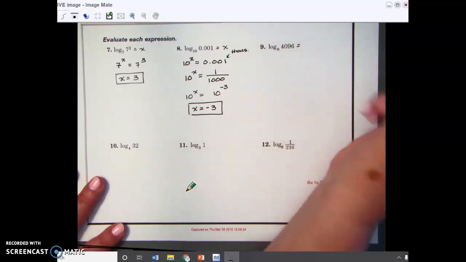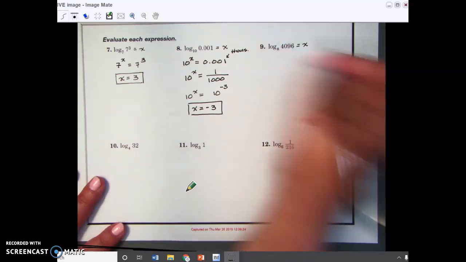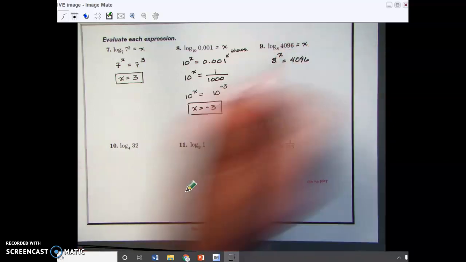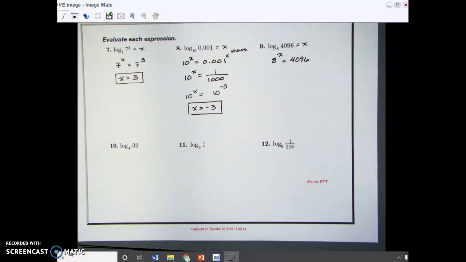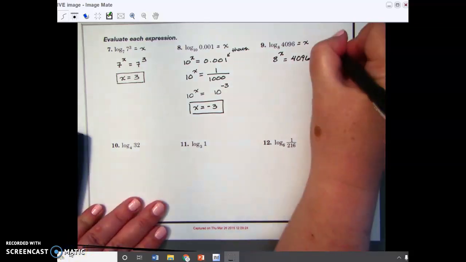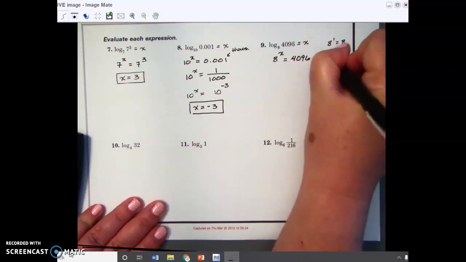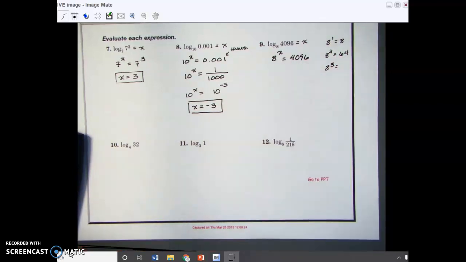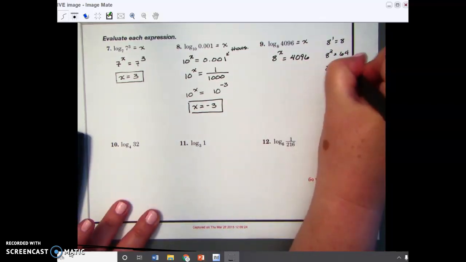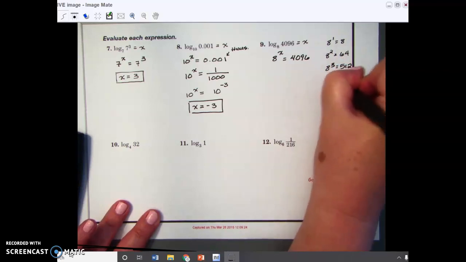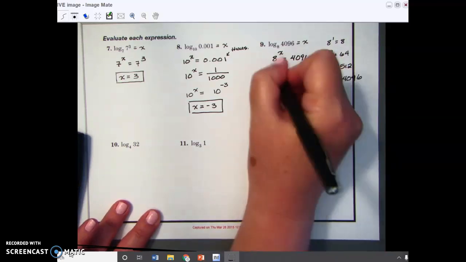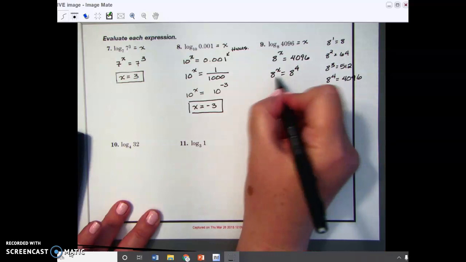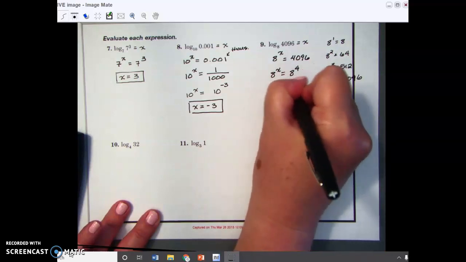So taking a look at this next one, we can set this equal to x. So we would say 8 to what power gives me 4,096. Now I'm going to pause the video for a minute and mess with my calculator. So now that I have my calculator handy, we know that 8 to the first is 8, 8 to the second is 64, 8 to the third is going to give me 512, and 8 to the fourth is going to give me 4,096. So that means that we have 8 to the x is equal to 8 to the fourth power. So now that my bases are the same, we can say that x is equal to 4.